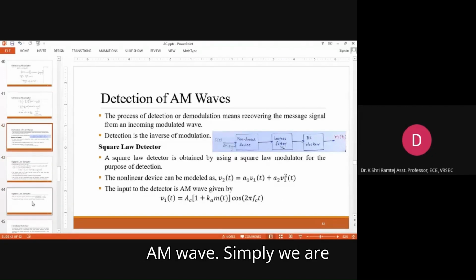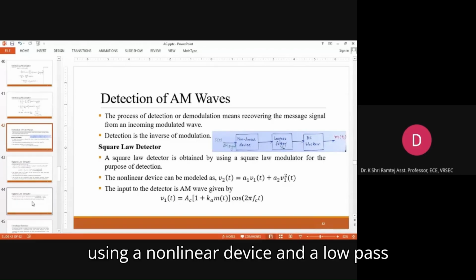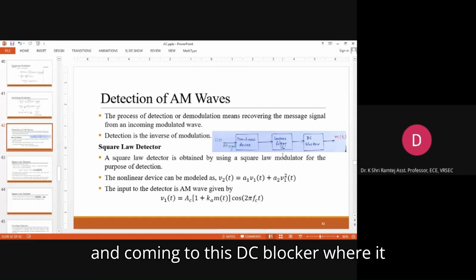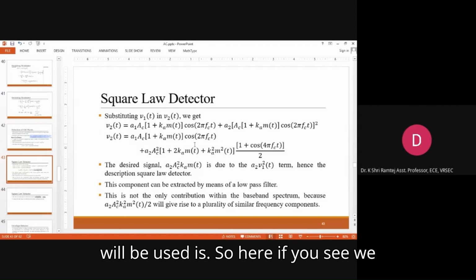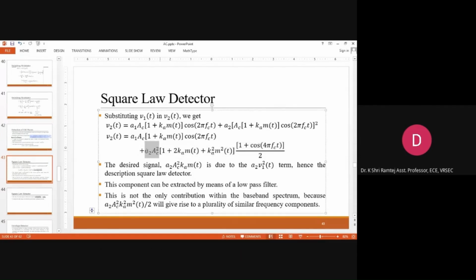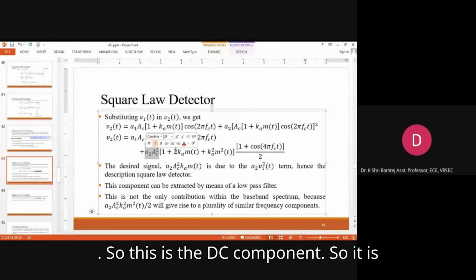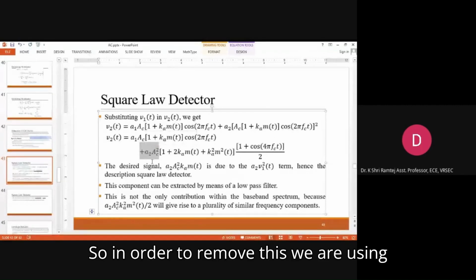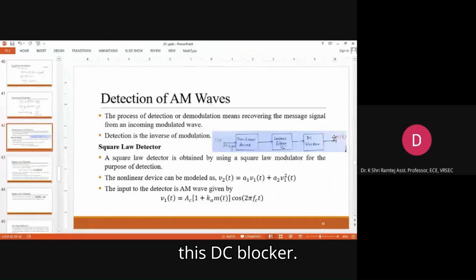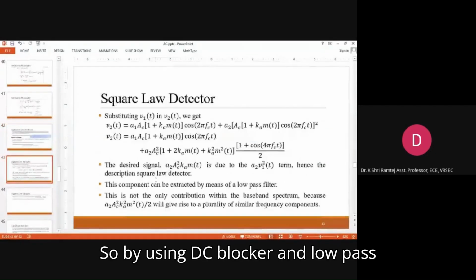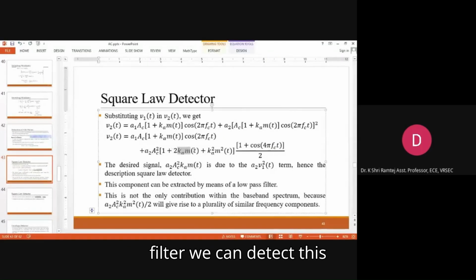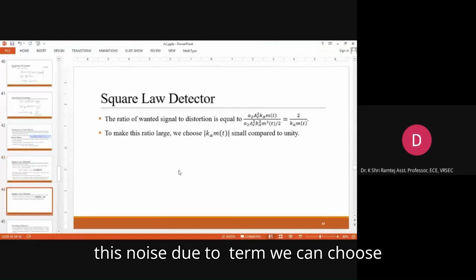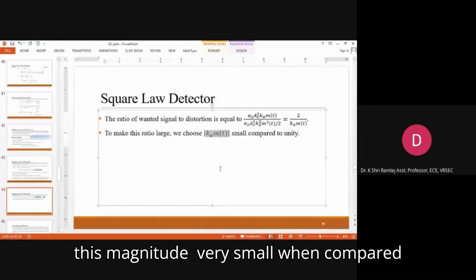So this is how we can use a square law detector to detect the standard AM wave. Simply, we are using a nonlinear device and a low pass filter to detect the message signal. And coming to this DC blocker, where it will be used: here we have this DC component, A2 into AC square by 2. It does not have any frequency components, so in order to remove this, we are using this DC blocker. By using a DC blocker and low pass filter, we can detect this message signal. And to reduce the noise due to the m square t term, we can choose the magnitude k m of t very small when compared to 1.